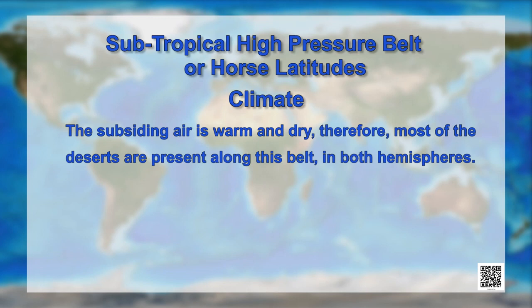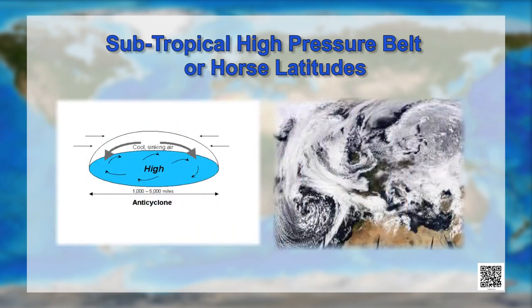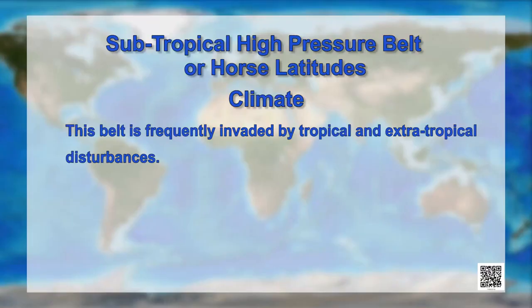The subsiding air is warm and dry. Therefore, most of the deserts are present along this belt in both the hemispheres. A calm condition that's anticyclonic with feeble winds is created in this high pressure belt. The descending air currents feed the winds blowing towards adjoining low pressure belts, and this belt is frequently invaded by tropical and extratropical disturbances. Why is this belt also known as horse latitudes?